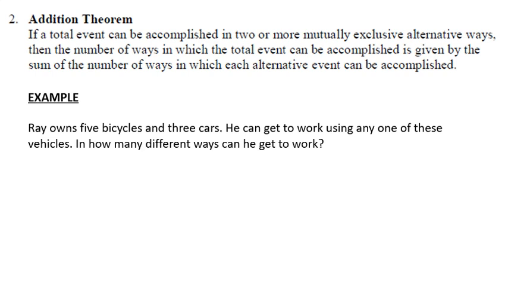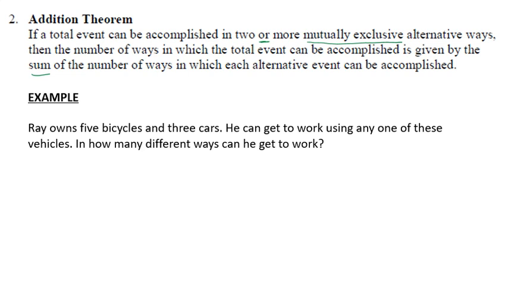The key thing to pick up here is the word or, mutually exclusive, and sum. If you're doing an or situation, if the question is about the number of ways of doing this or that, and those 2 events are mutually exclusive, there's no overlap, there's no intersection, then all you have to do is add up the number of ways of doing each. All right, so let's look at an example.